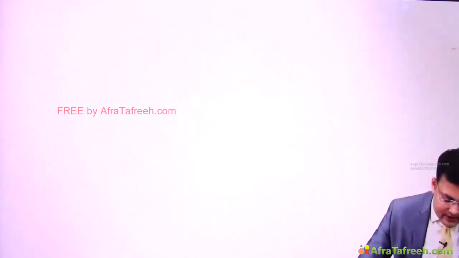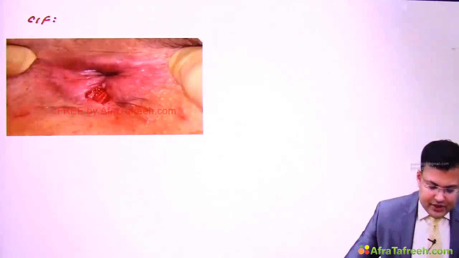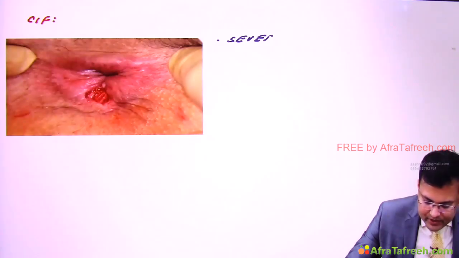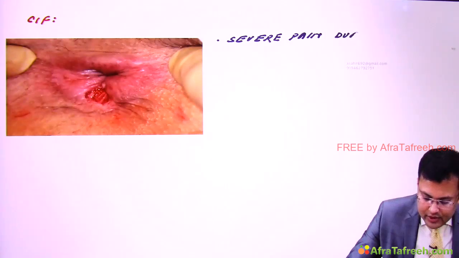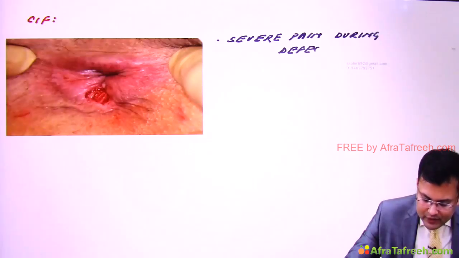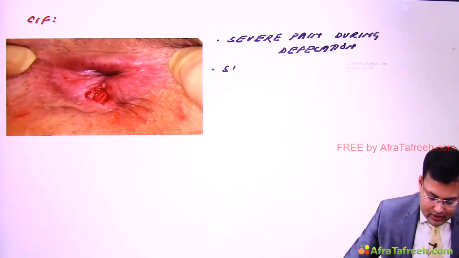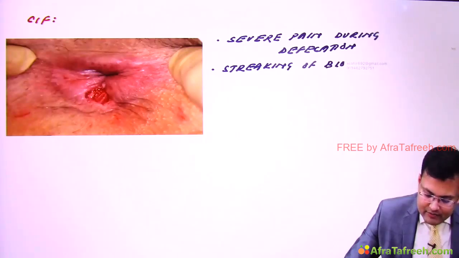So see the clinical features. This is the patient of fissure. These patients have severe pain during defecation. We discussed that there is streaking of blood over the stool.